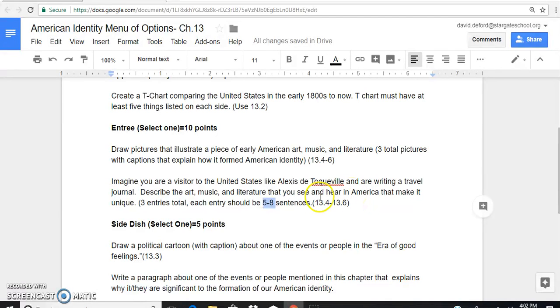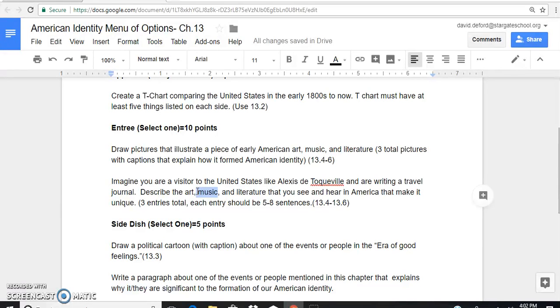So for example, let's say that you are reading about the music, and you read about cotillions, which is a type of formal dance that was popular in the 1800s. Your journal entry might talk about how you stumbled upon a cotillion while you were traveling in the South, and then you could describe what you see, from the things that you hear, the music, to the way people were dressed.